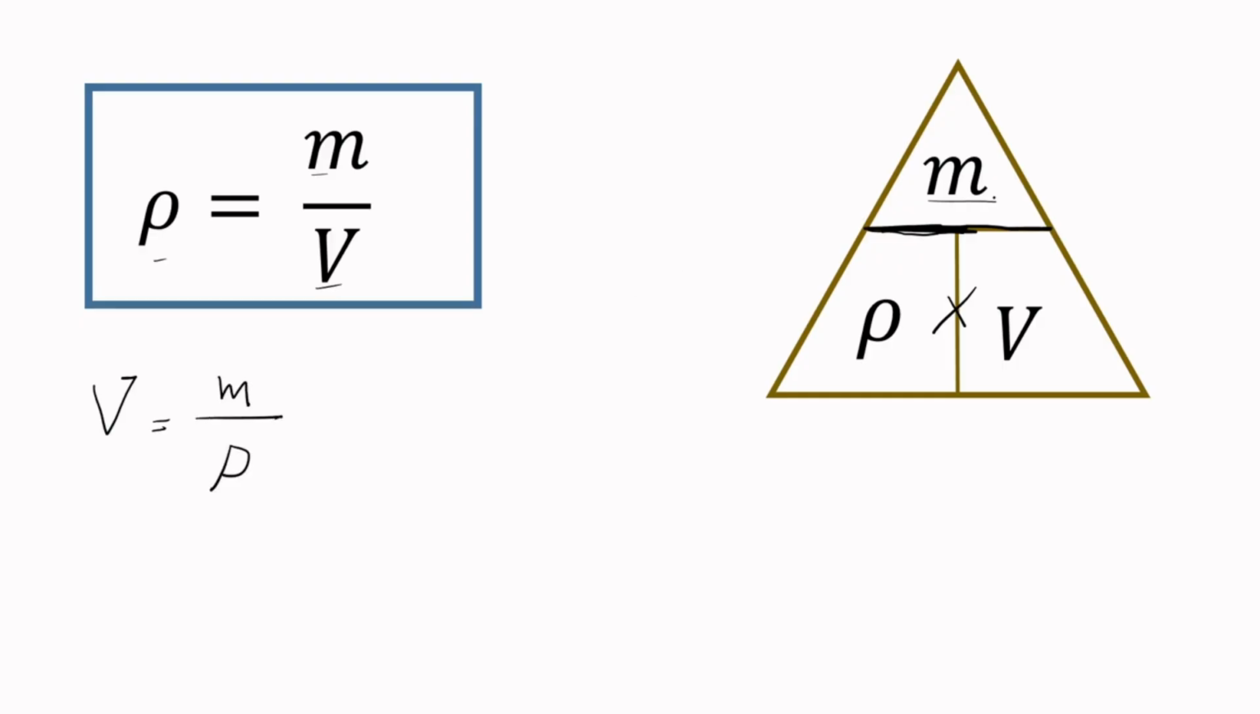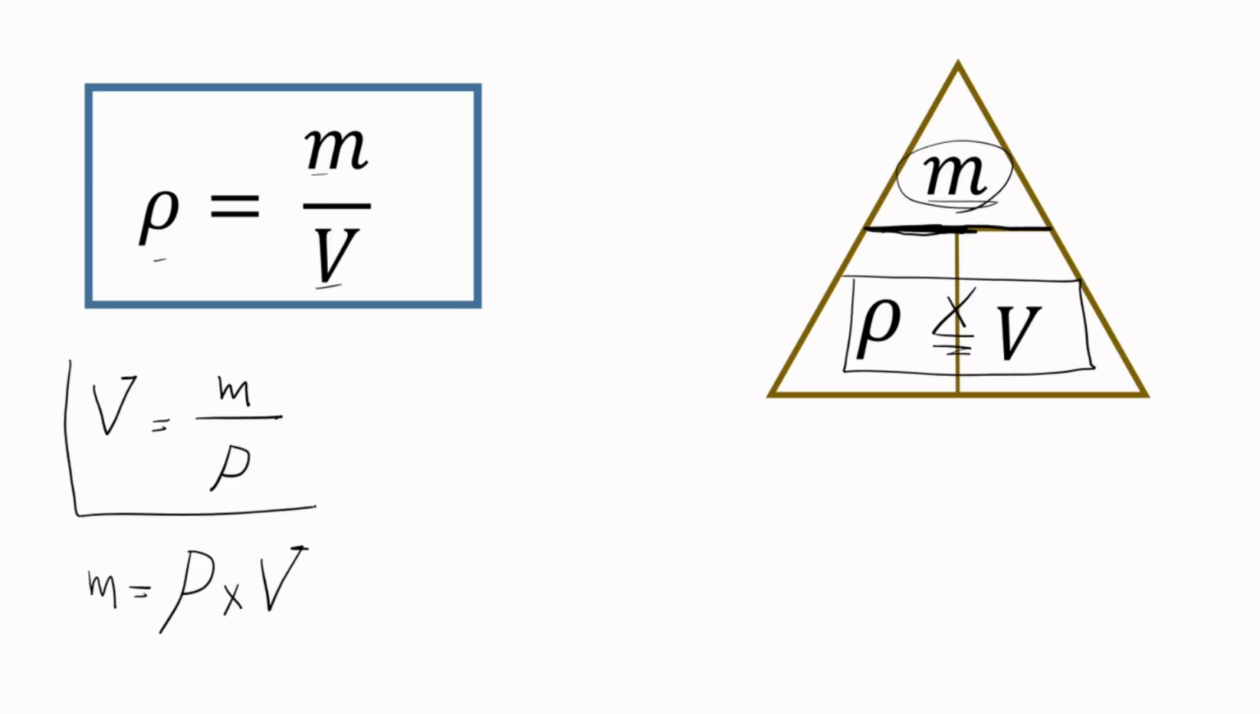Assume that I want to calculate the value of M. So I'm going to write M is equal to, as you can see, these two terms are multiplying by each other because this vertical line works like a multiplication sign. So I'm going to have rho times V. Really easy. It's totally up to you which method you are going to use for finding other formulas. But at the end, you must be able to use these three formulas that you can see on the board.